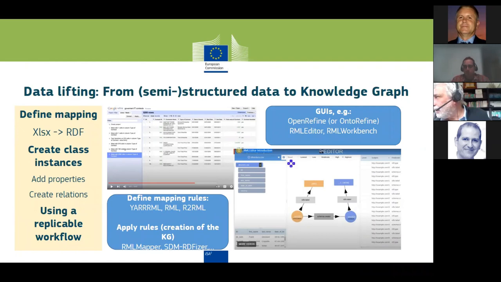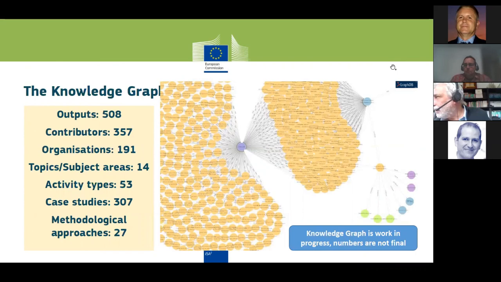So this is still work in progress. We are still updating the knowledge matrix, the Excel file, which gives us the opportunity to prove that we are creating a reusable methodology, because every update in the knowledge matrix can easily be transformed to a new knowledge graph that contains all the new information.